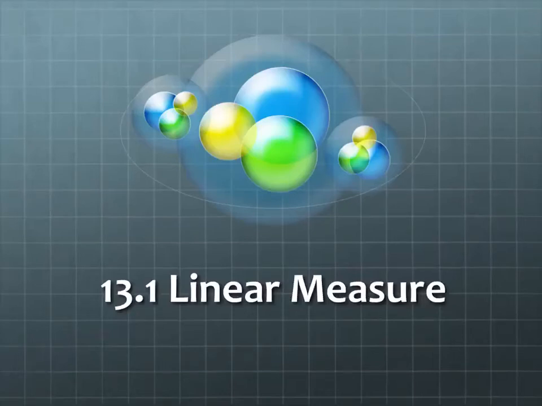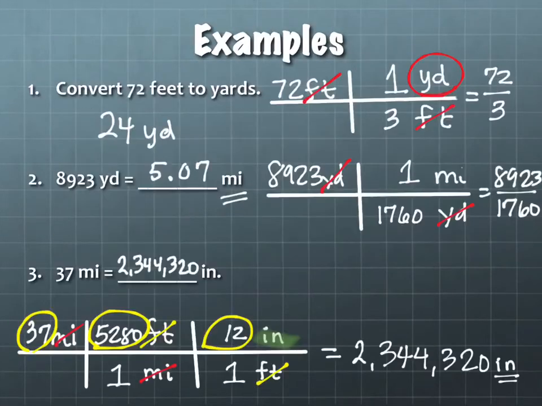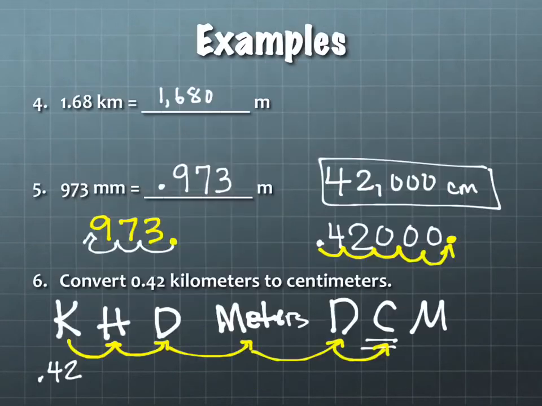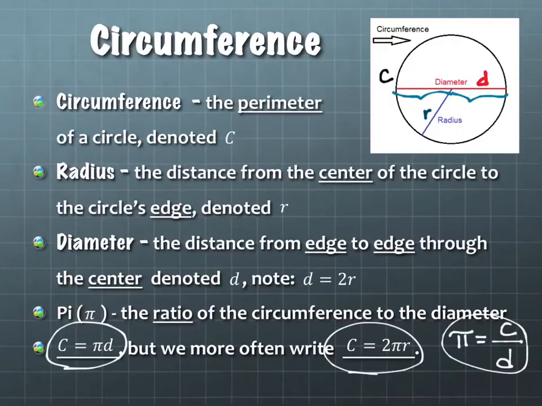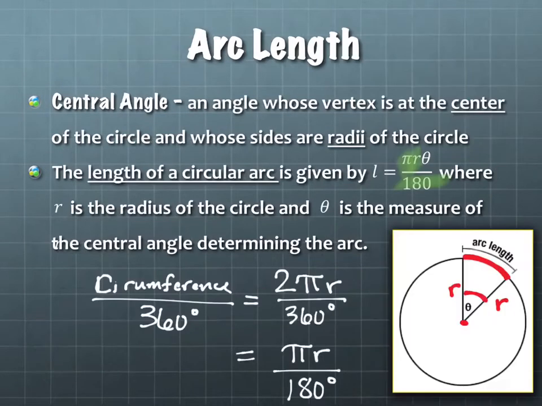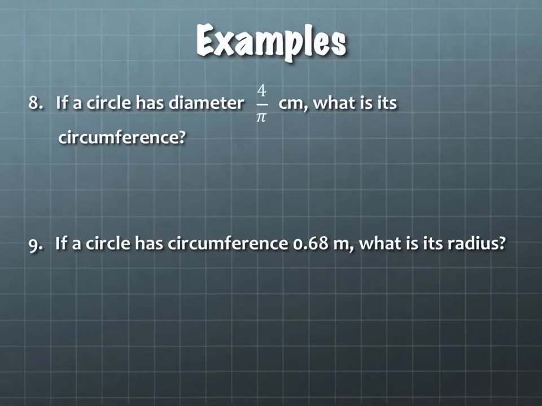So last time we left off in the middle of section 13.1 talking about linear measure, and specifically we were talking about circles when we ended our discussion. We had taken a look at circumference and its relation to arc length, which is a portion of the circumference of a circle. And so we're going to do a couple of examples that relate those ideas together. So example number 8 says, if a circle has a diameter of 4 over pi centimeters, what is its circumference?